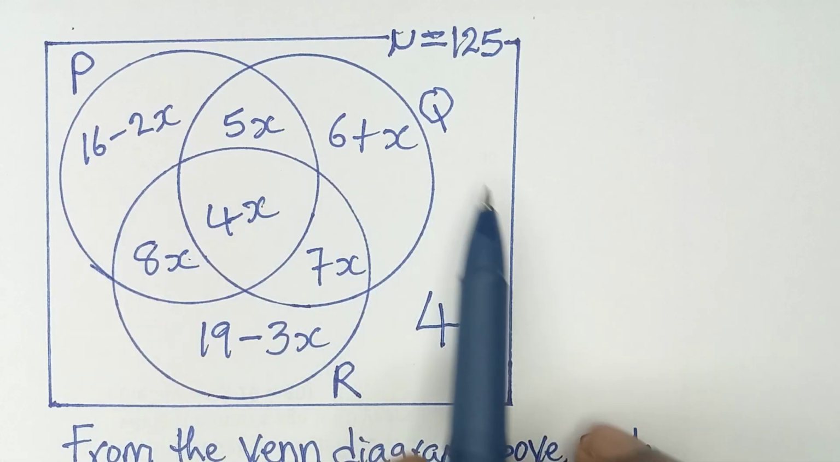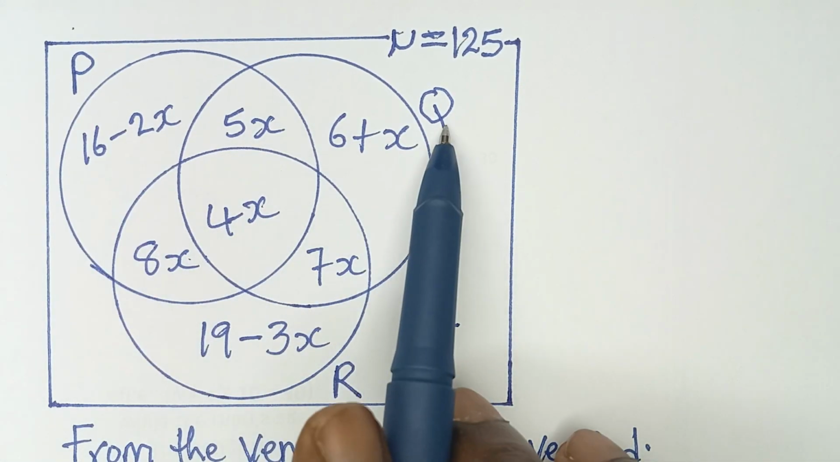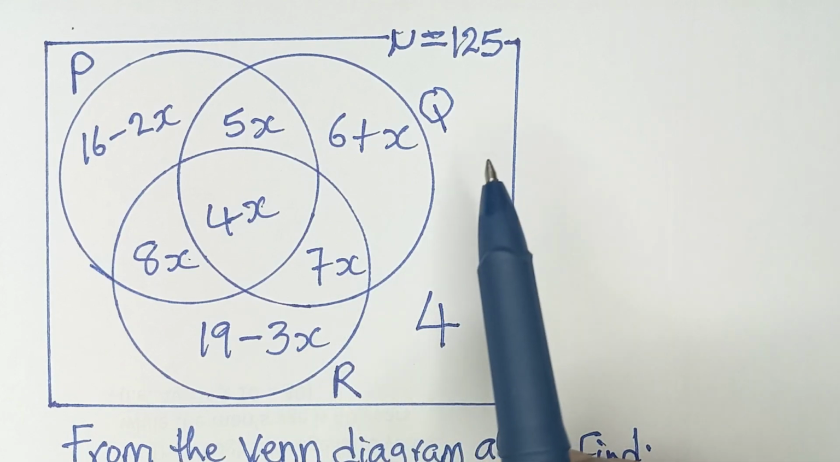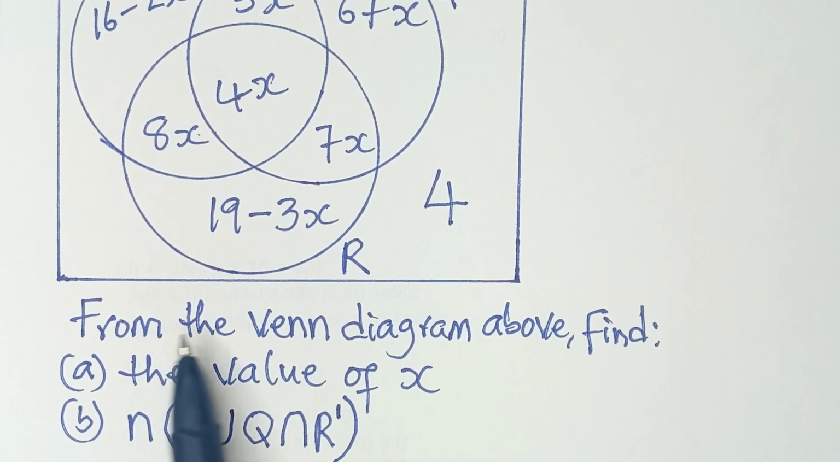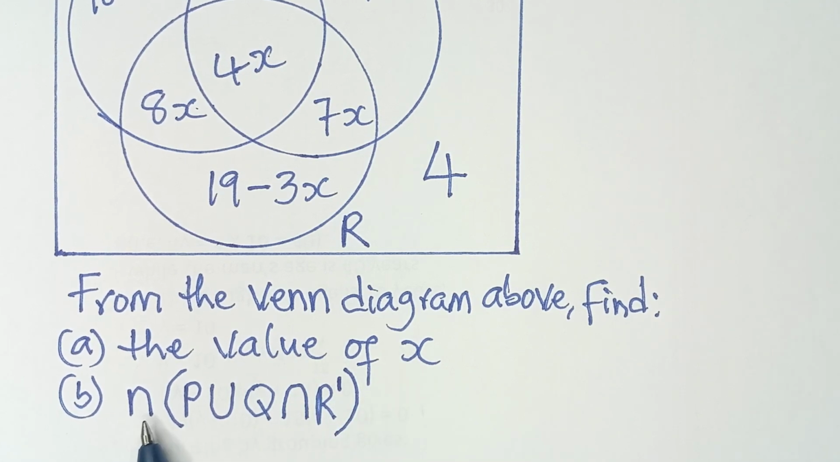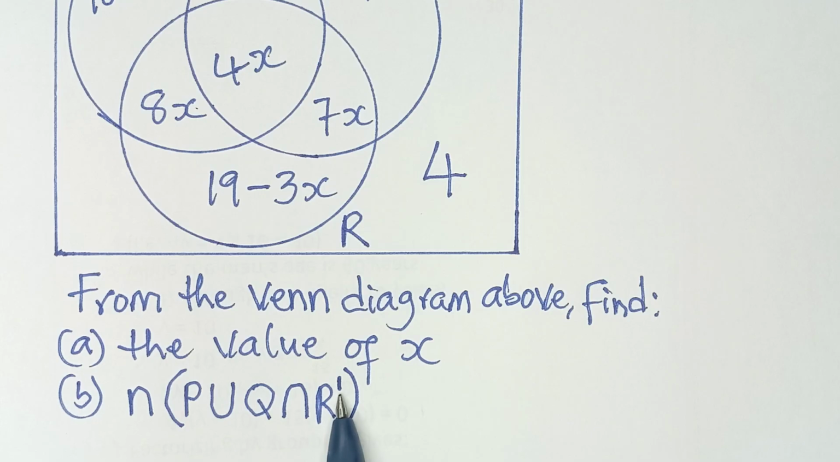Now we have a Venn diagram here that shows us three sets P, Q, and R. Three sets of people or three sets of numbers. What we are asked to do here is, from the Venn diagram above, find the value of X, and that's the first question. And then the second question says, find the number of P union Q intersect R prime, or complement of R.